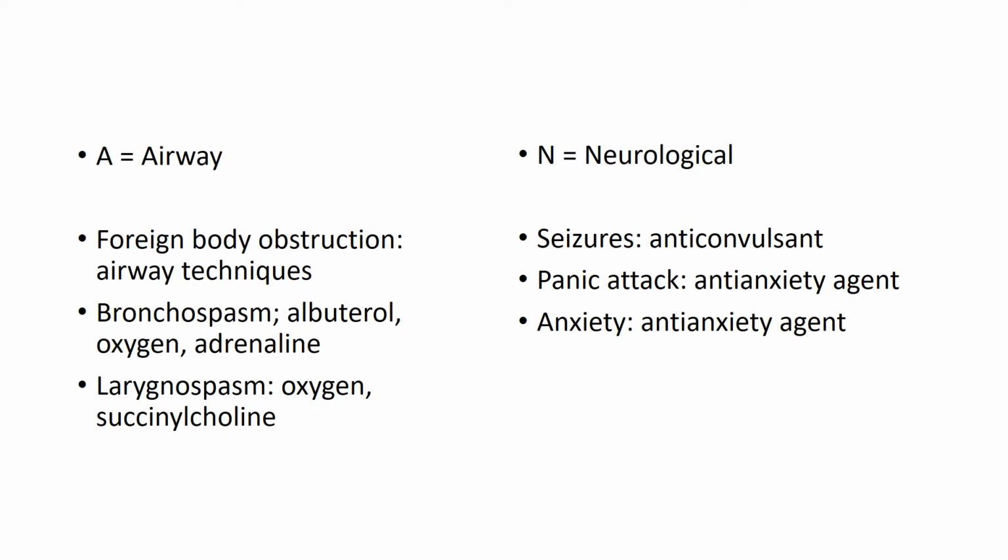Medical emergencies of airway origin. Example, foreign body obstruction, bronchospasm, and laryngospasm. For foreign body obstruction, we should utilize the airway techniques to dislodge the obstructed foreign bodies. For bronchospasm, the pharmacological agents that can be used are albuterol, oxygen, and adrenaline. For laryngospasm, we can use oxygen and succinylcholine. For medical emergencies of neurological origin, for example, seizures, panic attack, and anxieties, the pharmacological agent that can be used for seizures are anticonvulsant drug. For panic attack and anxiety, we can use anti-anxiety drug.